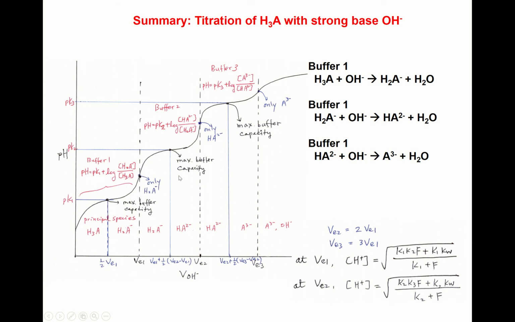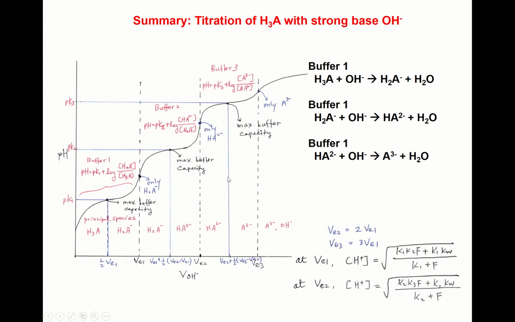What is the principal species in this region? Up to the halfway point of the second equivalence point, this H2A minus is still the most abundant species, and then HA2 minus forms here. You understand? And what's the pH at this second equivalence point? The pH is calculated by this equation, since in this case K2 and K3 are both involved. So for the pH calculation here, you have to use K2 and K3 instead of K1 and K2. So you use this equation to calculate pH here.